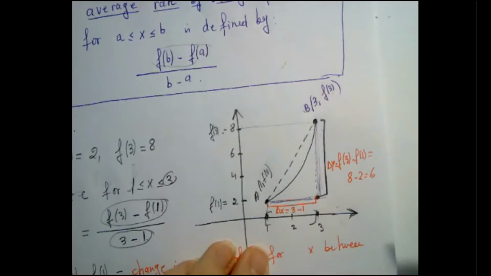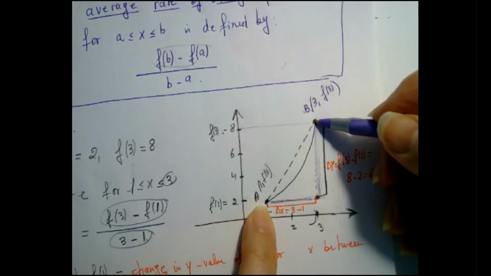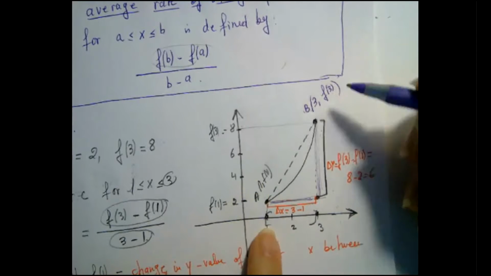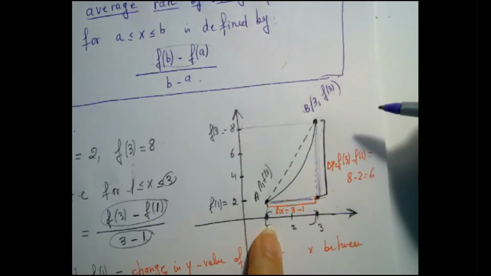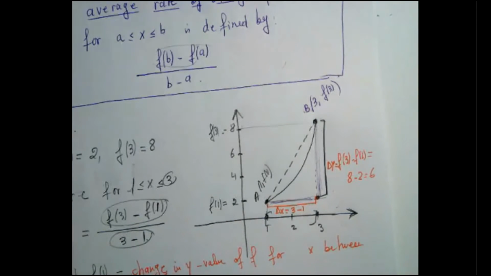And this is f of 1. So the average rate is the slope of the dashed line, because the slope of the dashed line is f of 3 minus f of 1, the change in output, divided by 3 minus 1. That's actually very important in the graphical interpretation.